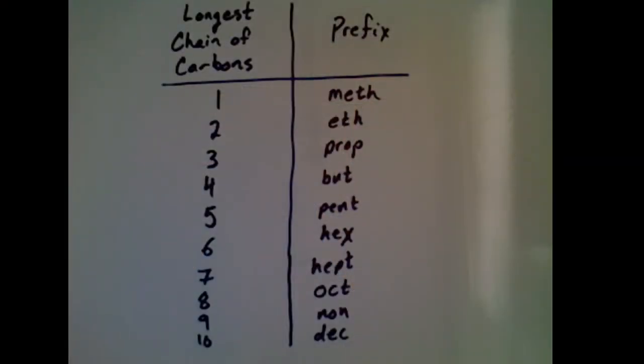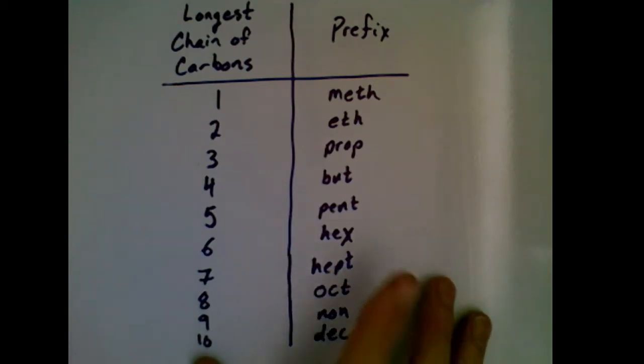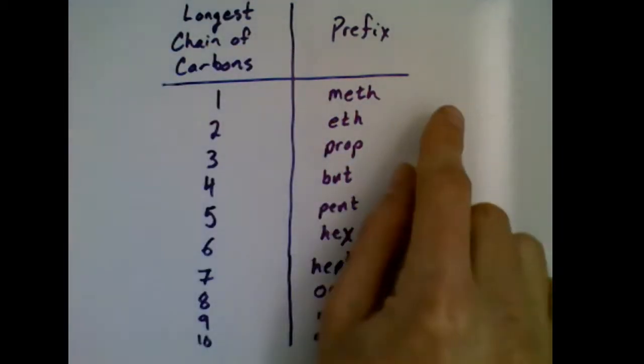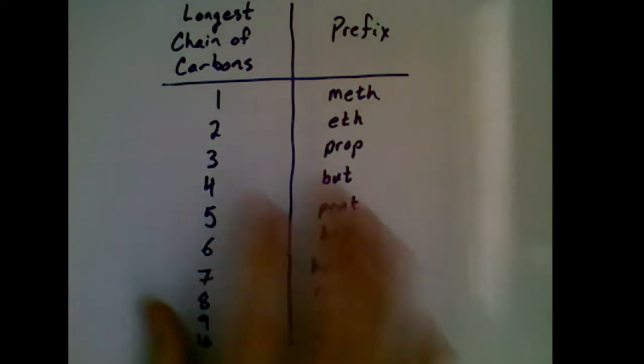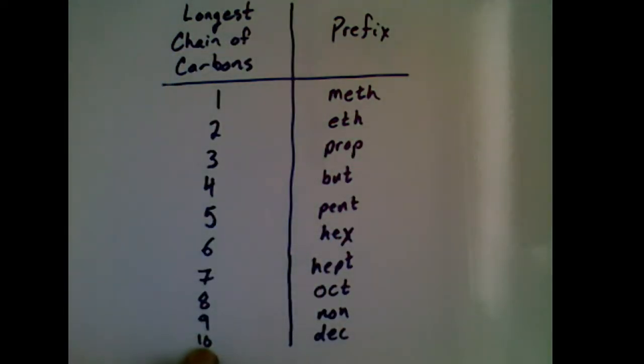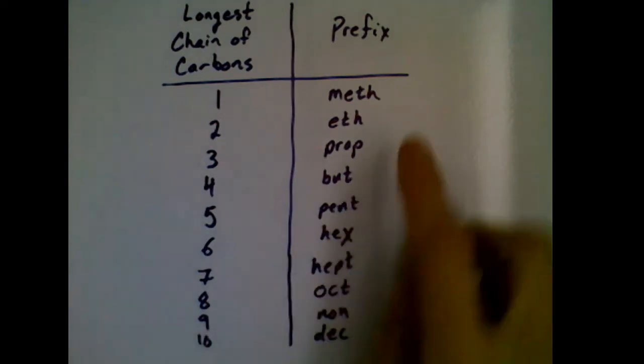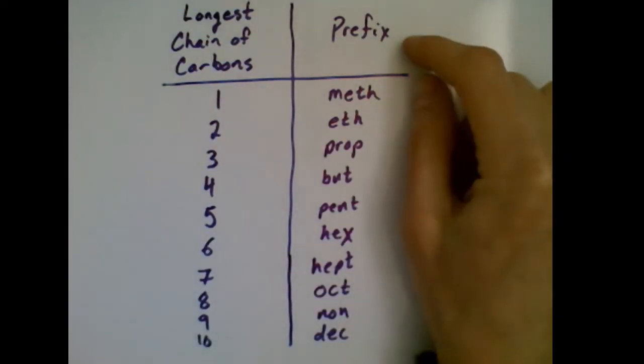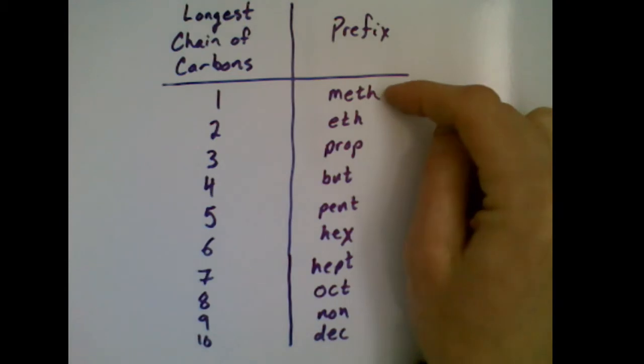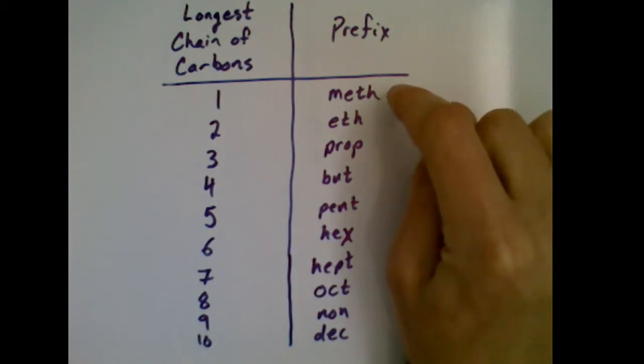The first thing you need to know about this naming system is it's really based on prefixes and suffixes. The initial prefix that we are going to learn is the prefix related to the amount of carbons in a molecule. So one of the things that we do with a carbon compound is find the longest continuous chain of carbons. However many carbons make up that longest continuous chain determines what prefix we put in front of the name. So if there's only one carbon in that compound, we use the prefix meth.